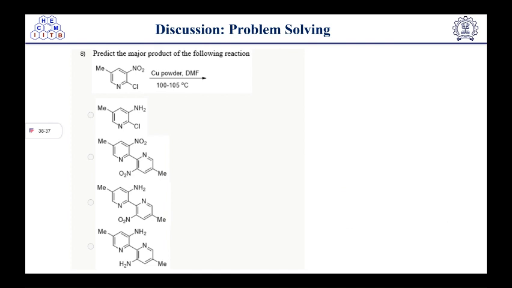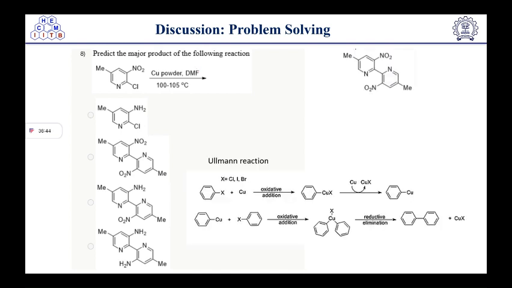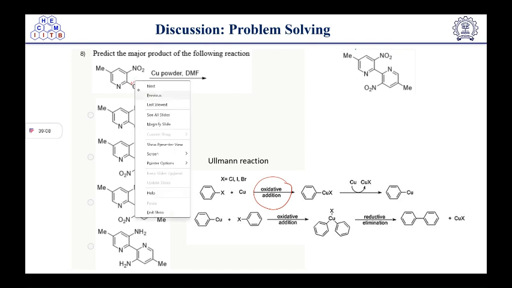So question number 8, predict the major product of the following reaction. So here we have copper powder, DMF, and the temperature is 100 to 105. So this is the Ullmann reaction condition again because copper powder is given, right? So metal halogen exchange we have to do. So we'll do here copper insertion, correct? So copper will undergo an oxidative addition reaction. So oxidative addition will take place and copper will be inserted here like this.